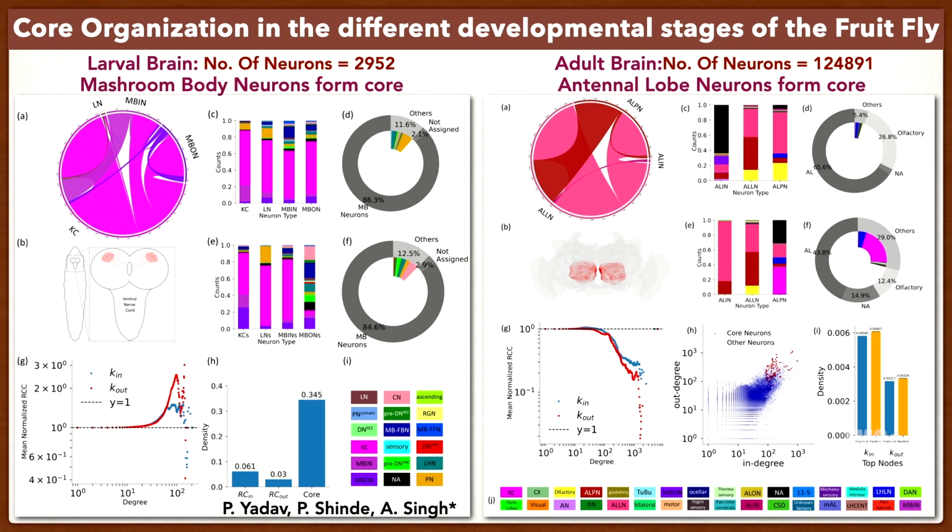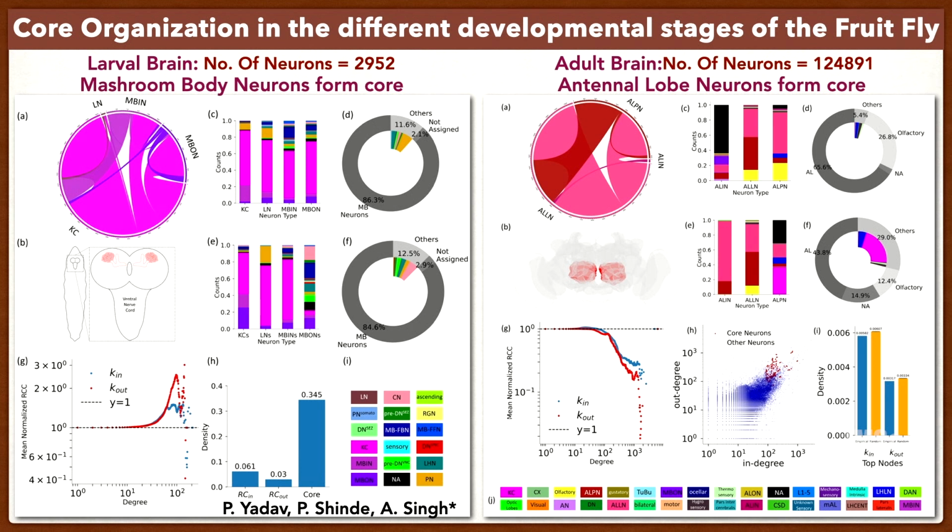In the larval brain there were 2952 neurons. In the adult brain, these are the number of neurons in this strongly connected component. Again I'll have to tell you what a strongly connected component is. It will take time. The strongly connected component is the part of the directed network where you have a path between each pair of nodes.